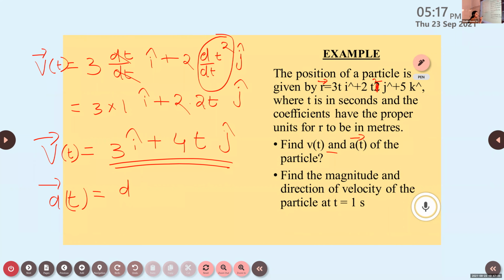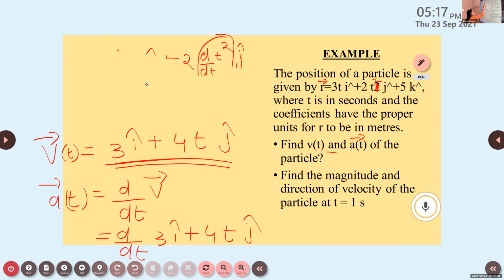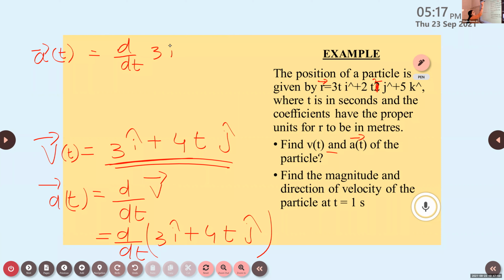Rate of change means d by dt of velocity vector v. What is vector v? Vector v is 3i cap plus 4t j cap. So the acceleration a of t is equal to d by dt of 3i cap plus 4t j cap, that is d by dt of 3i cap plus d by dt of 4t j cap.